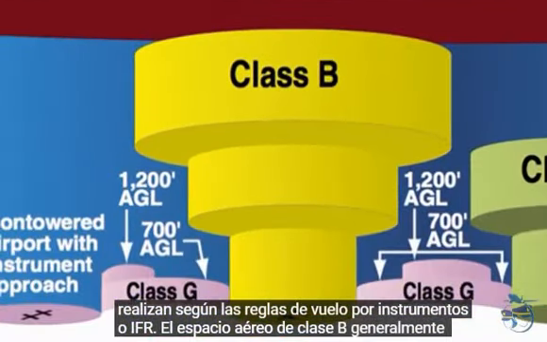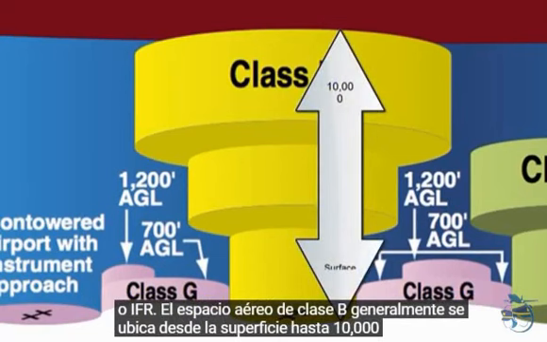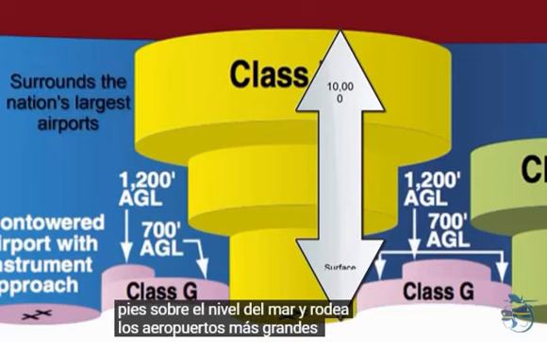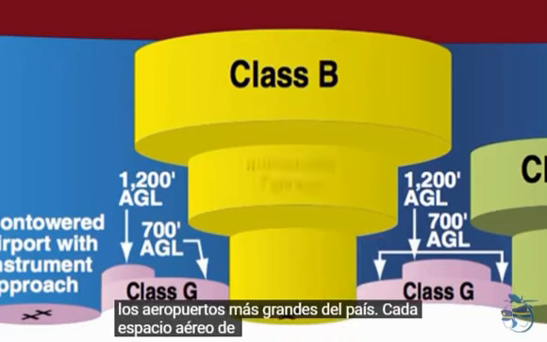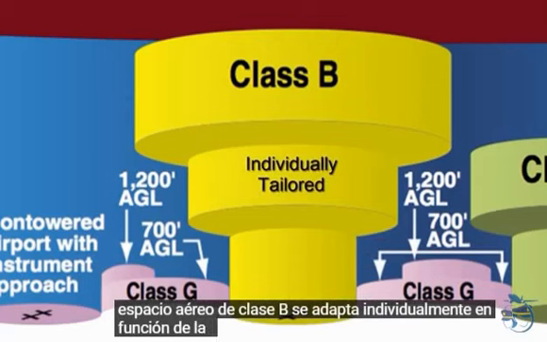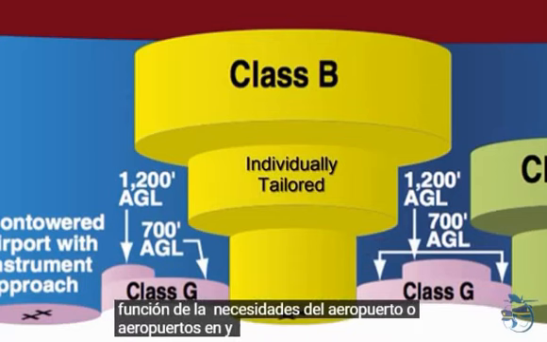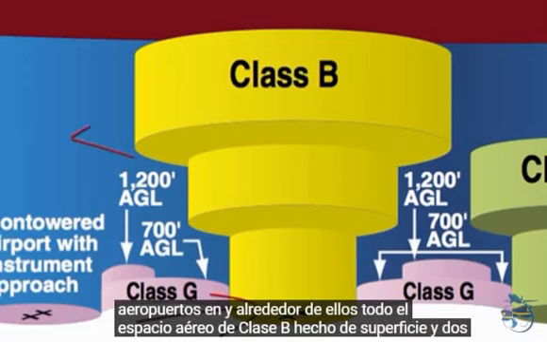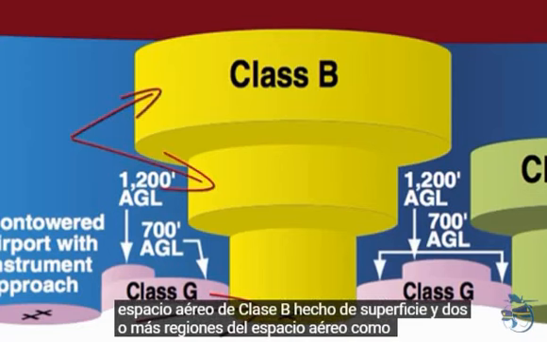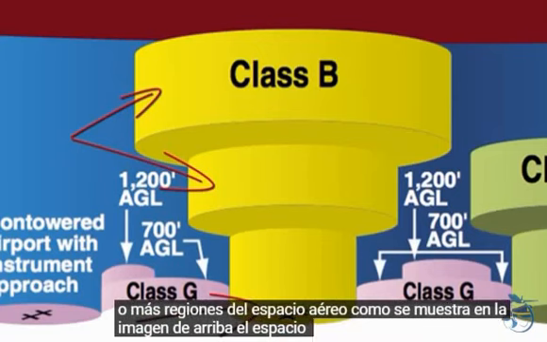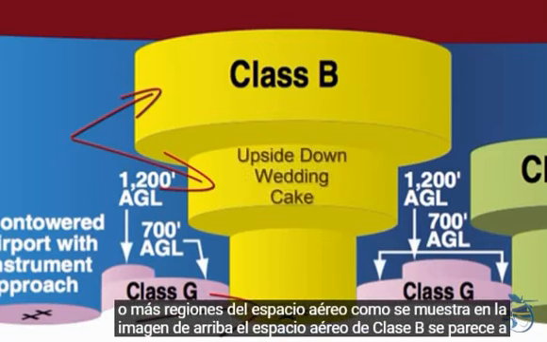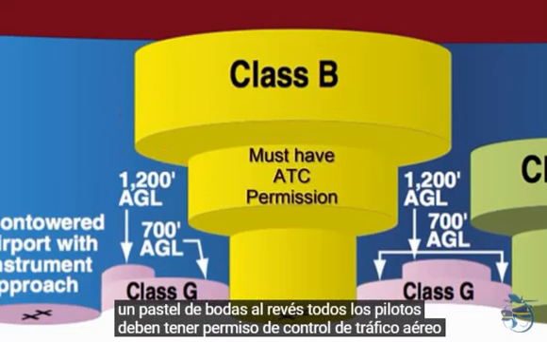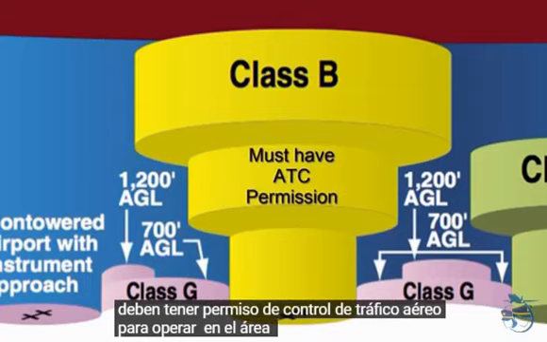Class B airspace is generally located from the surface up to 10,000 feet above sea level, and it surrounds the nation's largest airports. Each Class B airspace is individually tailored based on the needs of the airport or airports in and around them. All Class B airspaces are made from a surface area and two or more airspace regions. As shown in the picture above, Class B airspace resembles an upside-down wedding cake. All pilots must have air traffic control's permission to operate in the area.